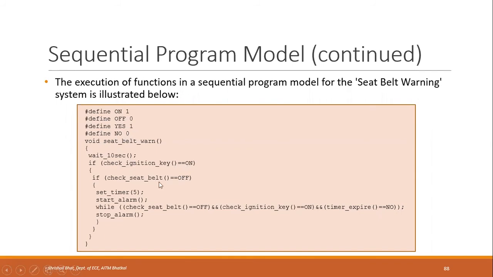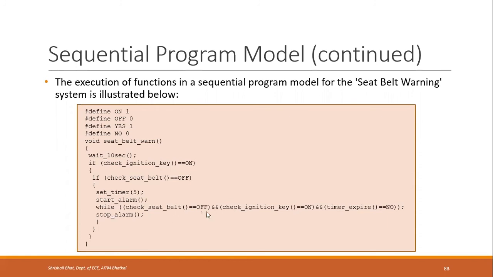Now you put it in a loop. You are checking if the ignition key is turned on and if the seat belt is off, that means the seat belt is not fastened. Then you set the alarm time as 5, that is, for 5 seconds. Set timer 5 is a function again; whatever value you have in the variable, the timer will be on for that many seconds. So you set the timer for 5 seconds and start the alarm. For 5 seconds the alarm will be running. Then you check a condition while the alarm is running; there are 3 cases we have seen.